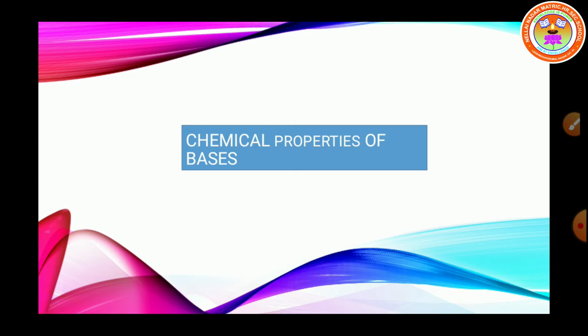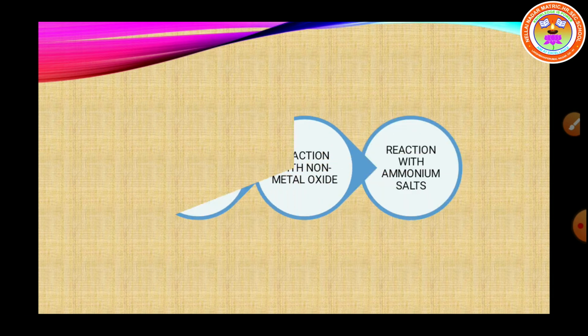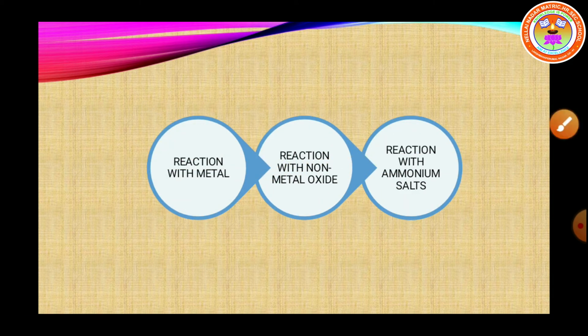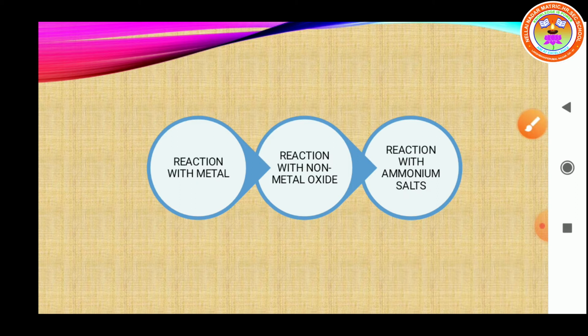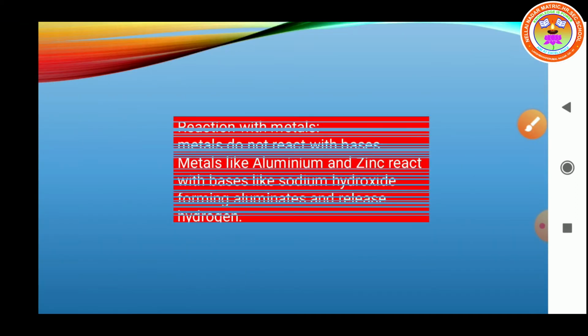Today we are going to discuss the chemical properties of bases. There are three chemical properties. The first one is reaction with metal. The second one is reaction with non-metal oxide. And the third one is reaction with ammonium salts. Shall we discuss one by one? What is the first one?